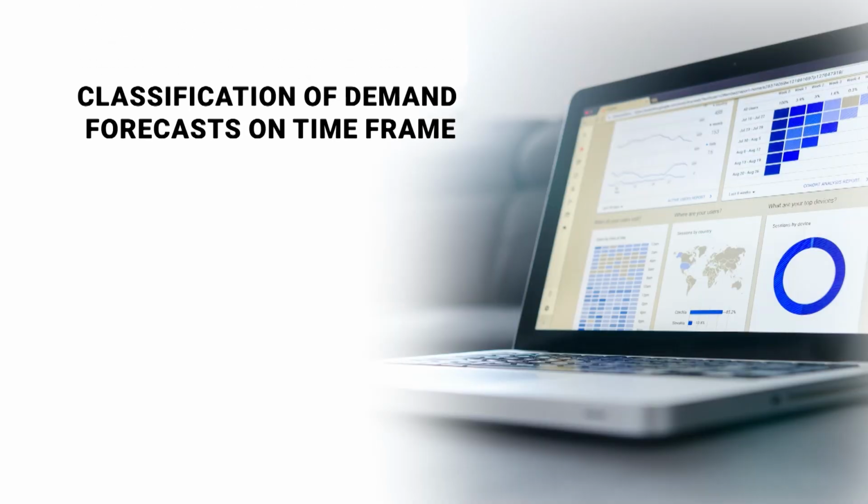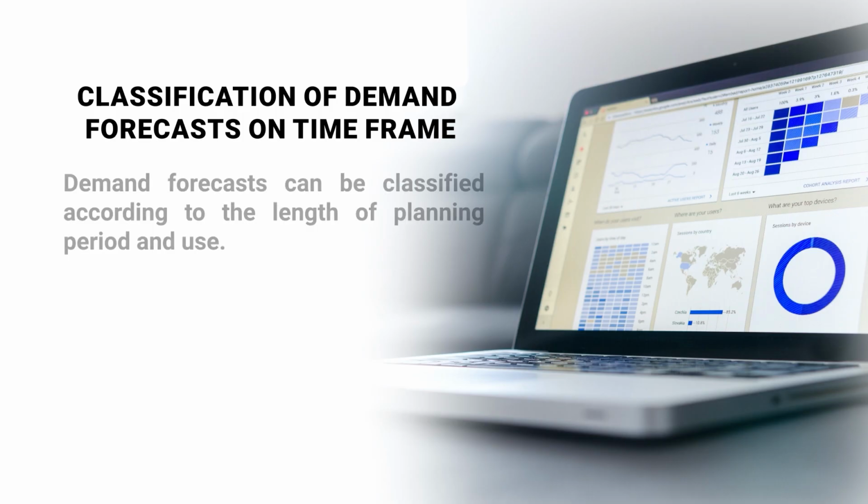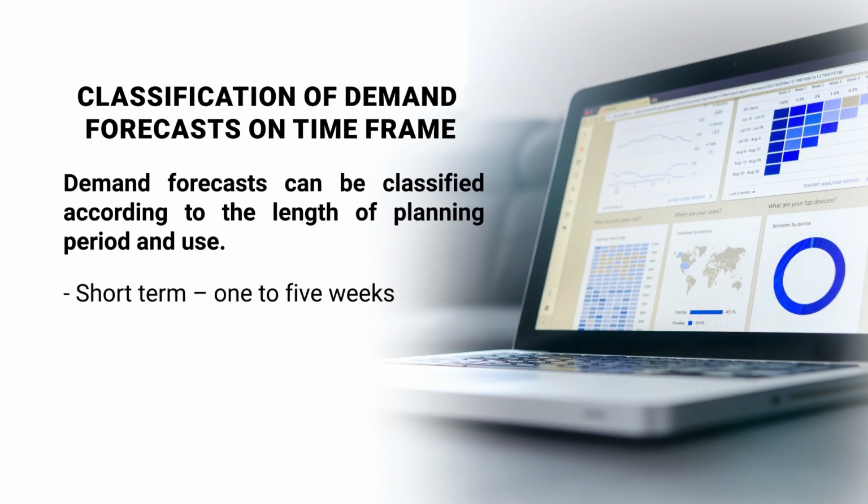For demand forecast, there will be a classification in the time frame. Suppose for a week, for a month, for a year, or for 5 to 10 years, there will be a classification. Demand forecast can be classified according to the length of planning period, time horizon or time. Short term means 1 to 5 weeks.